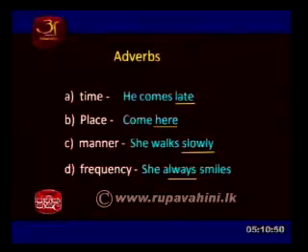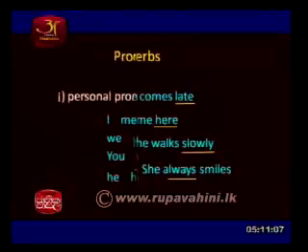And then the manner. She walks slowly. How was she walking? Slowly. Then frequency. She always smiles. So here, how often does she do that? She always smiles. Right. The next one, pronouns.